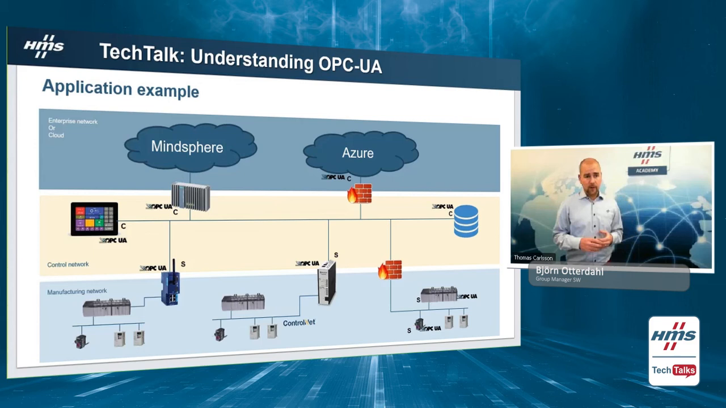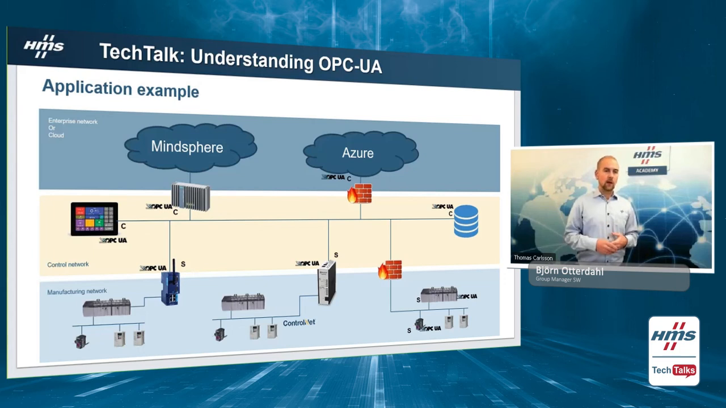So in the middle level here, the yellow area, we have an HMI on the left, which is an OPC UA client, so it fetches data from the Flexi and the gateway and the devices on the network that are capable of talking OPC UA. There is also a historian to the right here, which is a client.